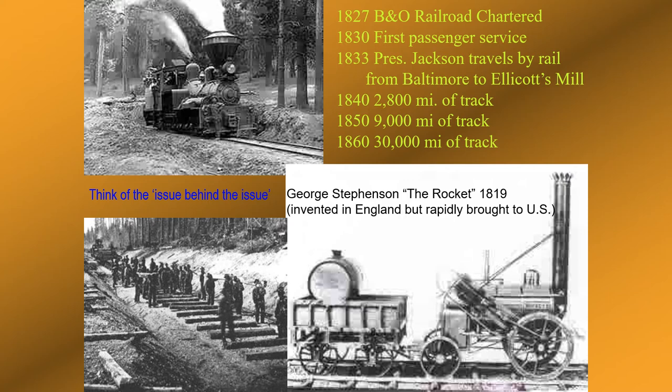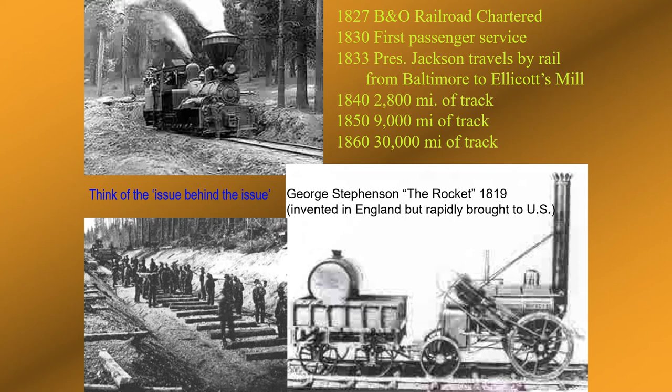1840, take a look at that, 2,800 miles of tracks. In other words, just under 13 years from the start, we've got 2,800 miles of track. 1850, 9,000. It's more than tripled. Then in 1860, just 10 years later, 30,000. It's more than tripled again.